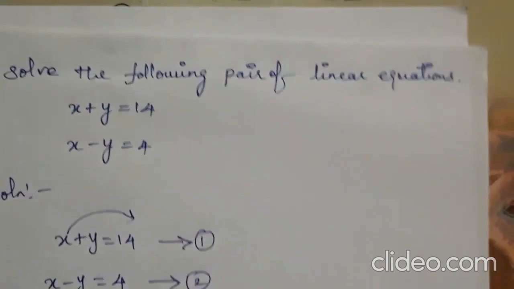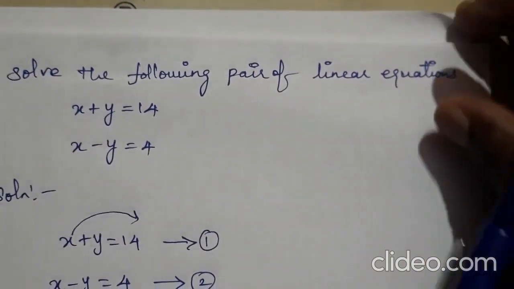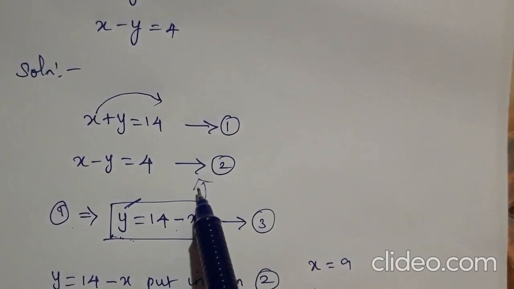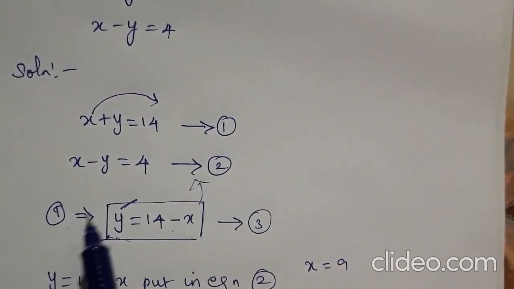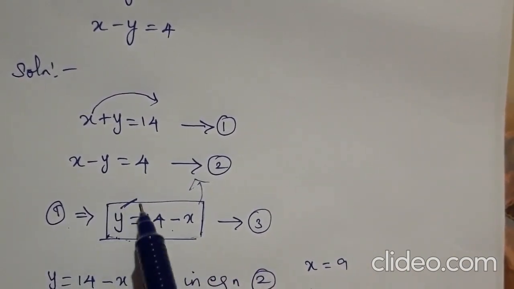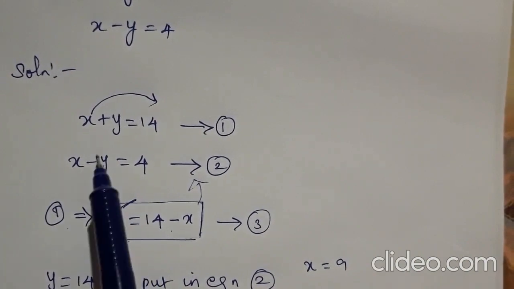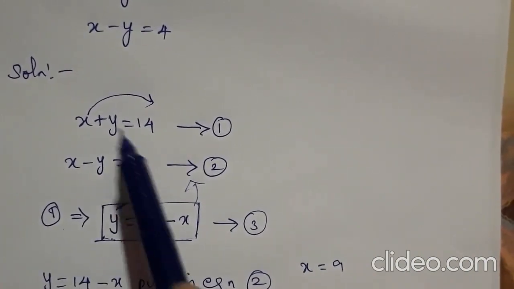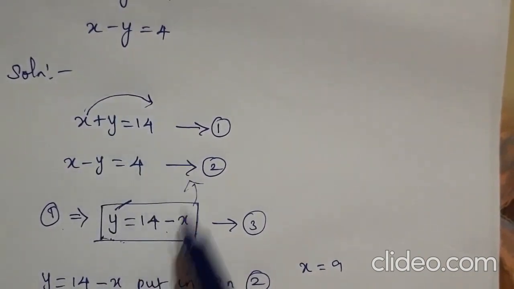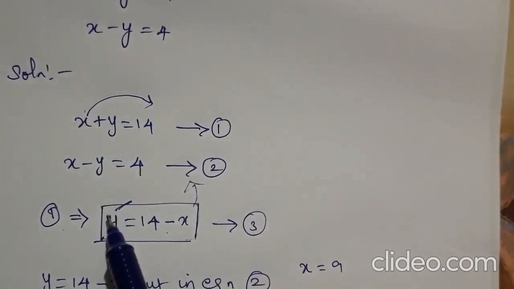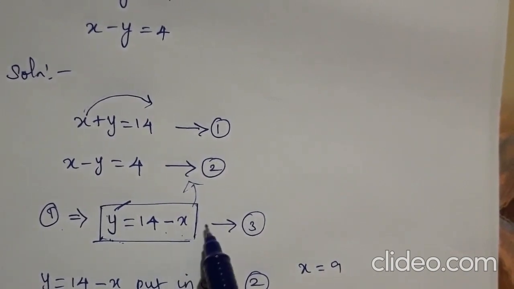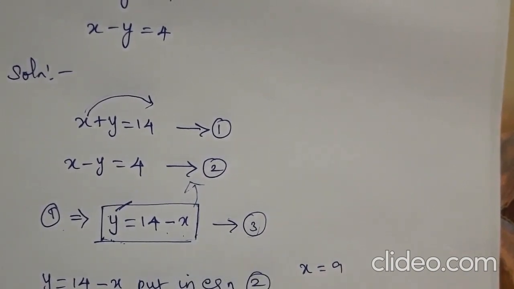So first, from the question, directly we are taking as equation 1 and 2. Then from equation 1 I am taking any variable. You can take any one variable. I am taking here y. You can take x also. I am keeping y one side, left hand side. Remaining term I am taking to right hand side. So I will get y is equal to 14 minus x. So that one we can keep it as equation 3.